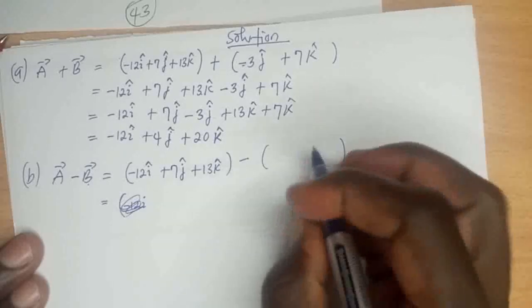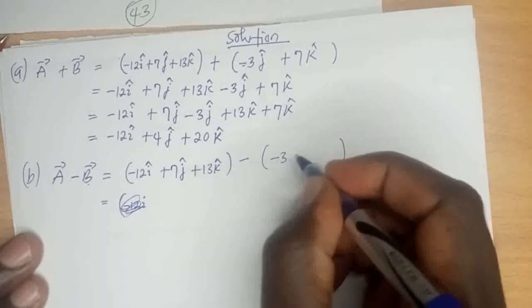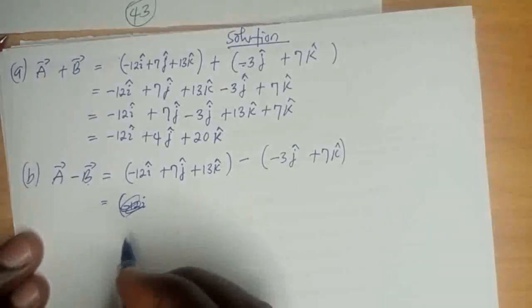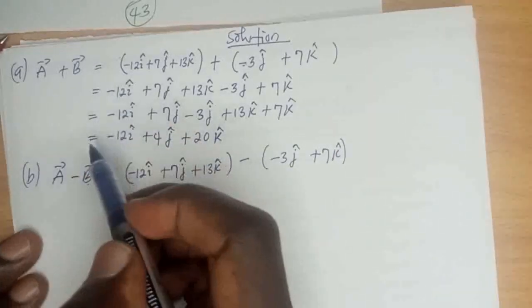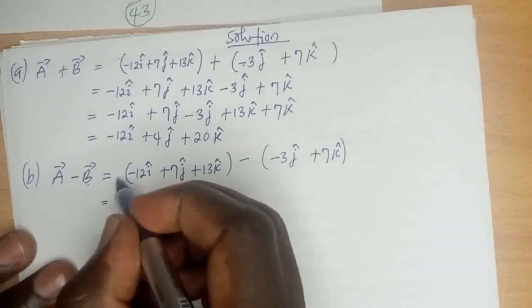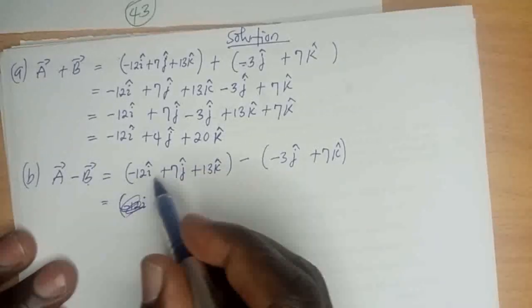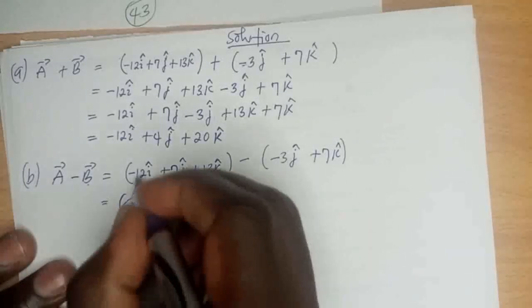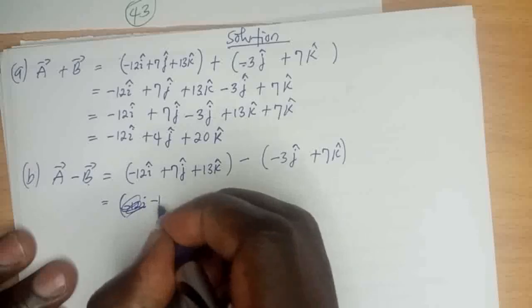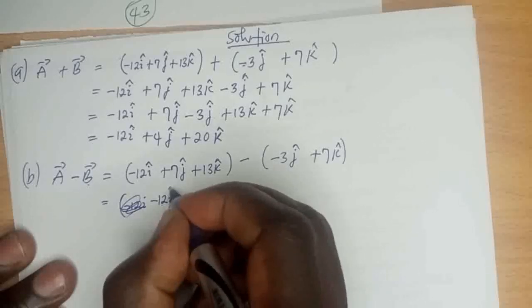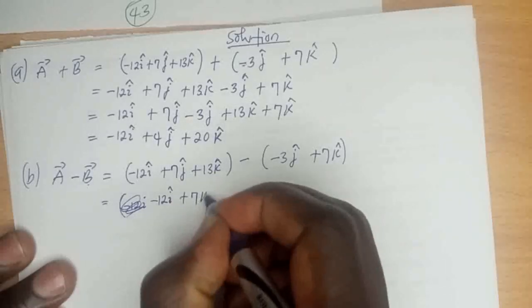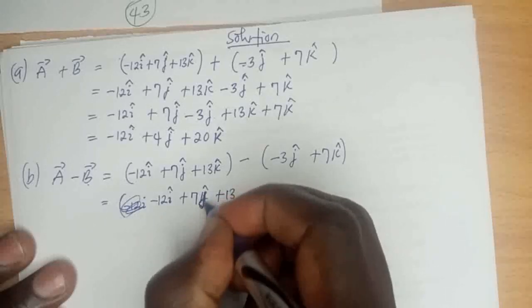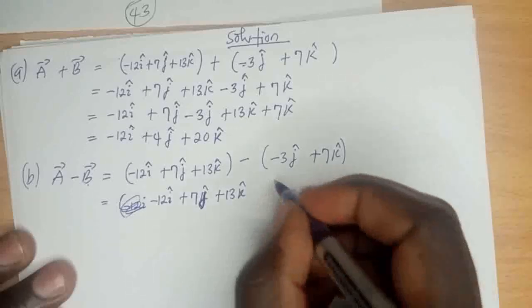And then here I will have to write negative 3 j cap plus 7 k cap. As in A above, since I don't have any negative sign here, all the terms in the bracket will remain unchanged, and I'm going to open the bracket. This one will come out as negative 12 i cap plus 7 j cap plus 13 k cap, then here, minus the bracket with negative 3 j cap plus 7 k cap.